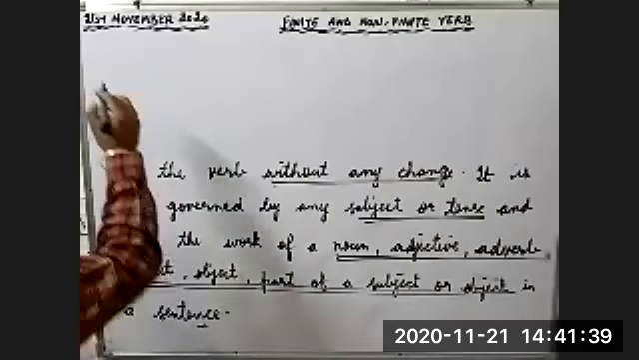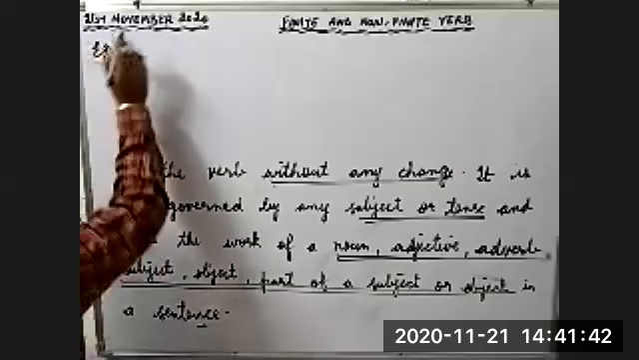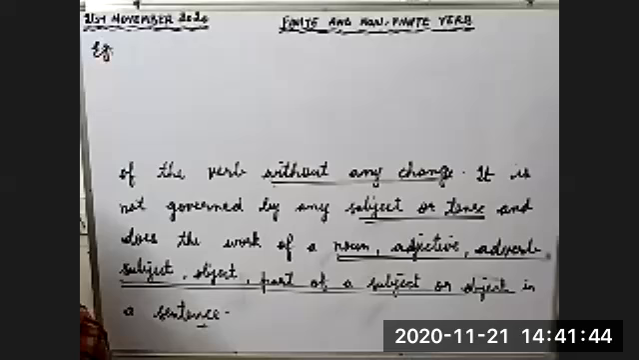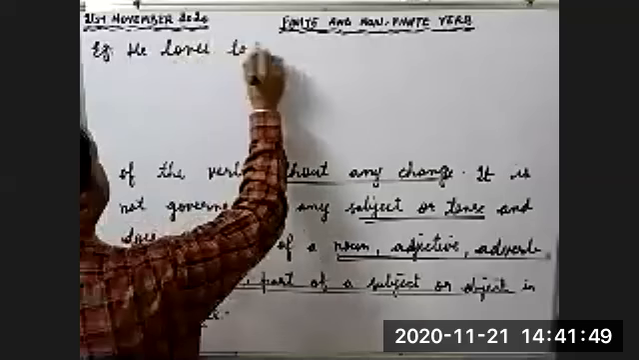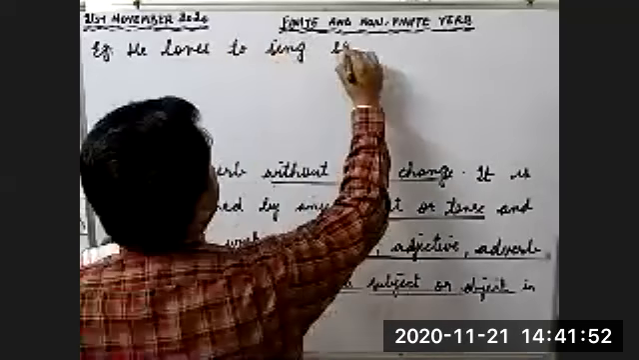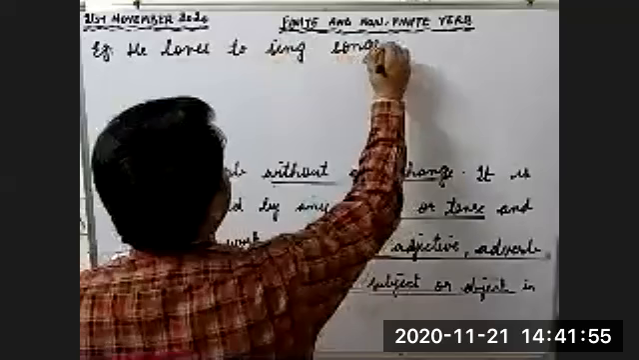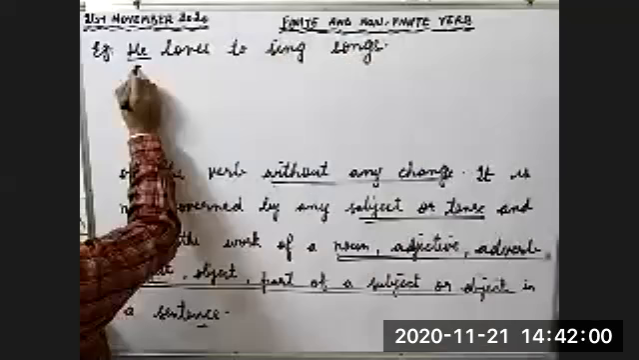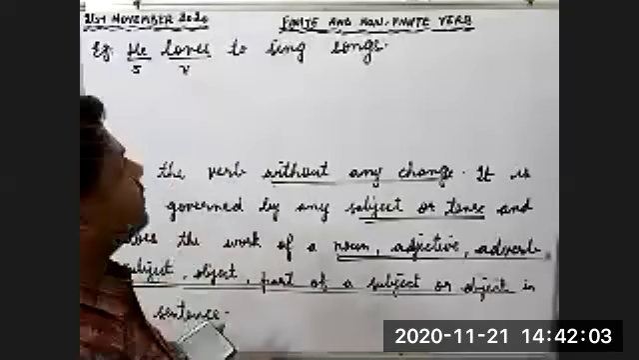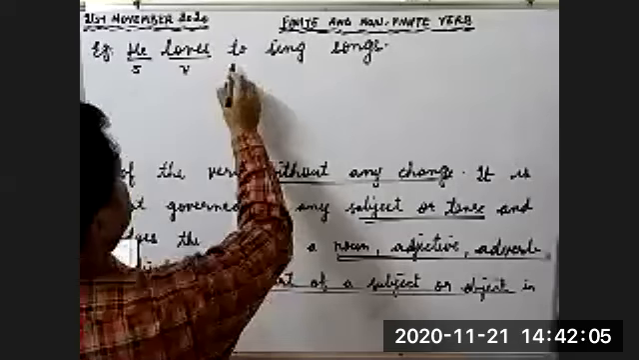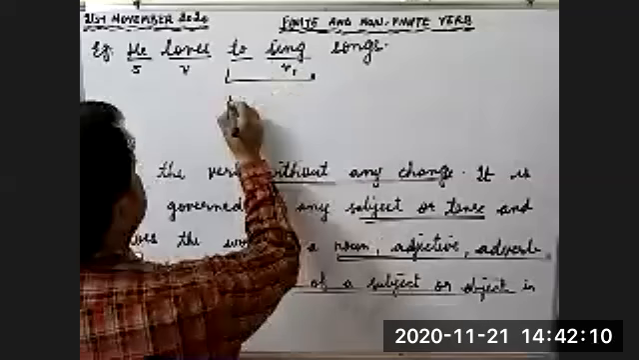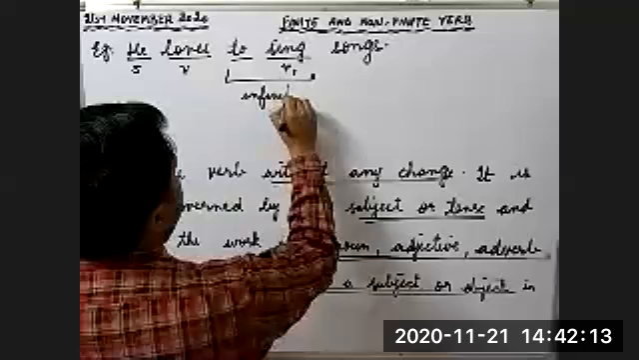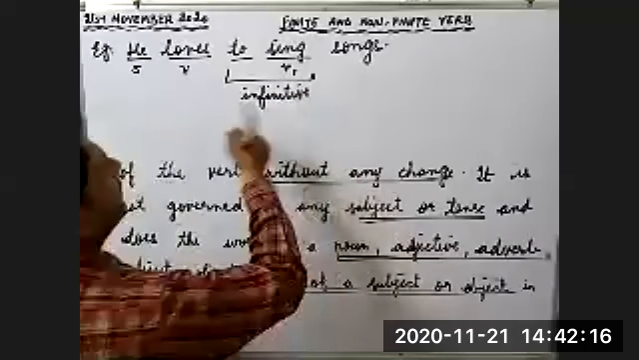Okay, now I'll write some examples. He loves to sing songs. Look at this example. He is subject. Loves is verb. This is finite verb. Sing is first form of the verb and to. What is this? This is infinitive. Which infinitive? This is to infinitive.